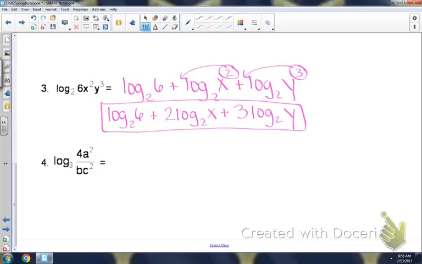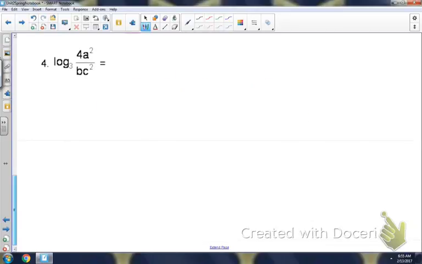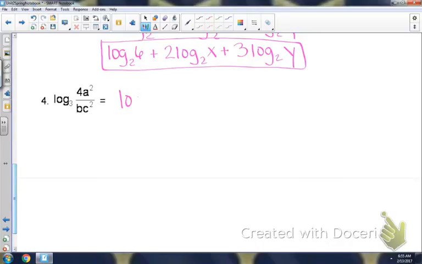All right, so notice here that we are dividing. So we're going to break those up, the top minus the bottom. So I'm going to have log base 3 of 4a squared minus log base 3 of bc squared. Now, notice that we subtracted because we were dividing the 4a squared and the bc squared.